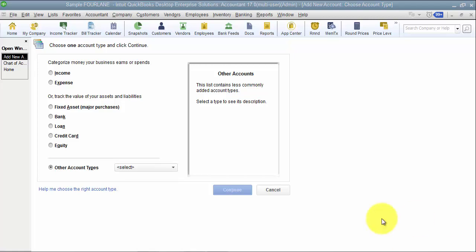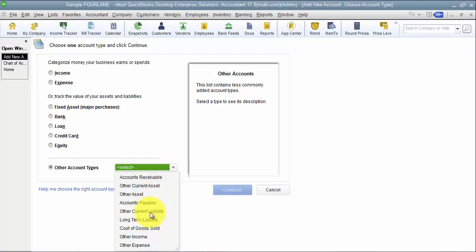All right. Next we have other current liability. This is a balance sheet account type. These would be short-term liabilities, meaning we're going to pay them off within a year. Some good examples are payroll liabilities, sales tax, current portions of loans, and customer deposits. Okay.